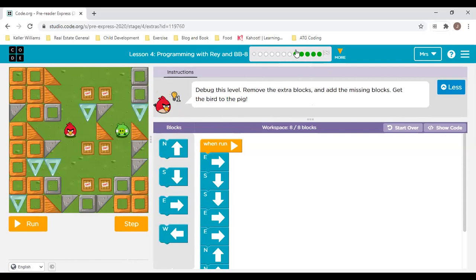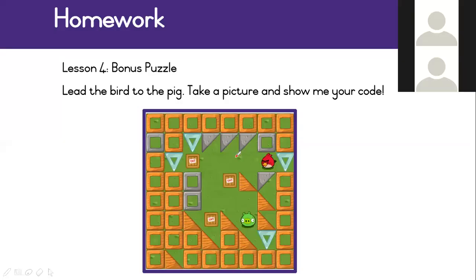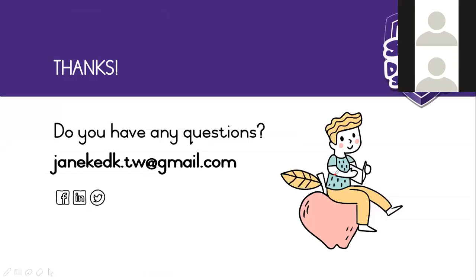I'm just going to share my other screen with you again. You will see this is the next one. Your bonus puzzle, lead the bird to the pig, and then you can take a picture and show me your code. It doesn't matter if you use this puzzle or the other one, which code I gave you now in your chat box. Either one, I just want you to take a picture and then send it to this email. I hope all of you are going to try it. I'm just going to leave it. You guys can all see that code. You can quickly copy it.